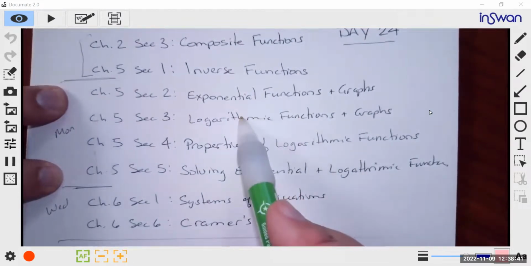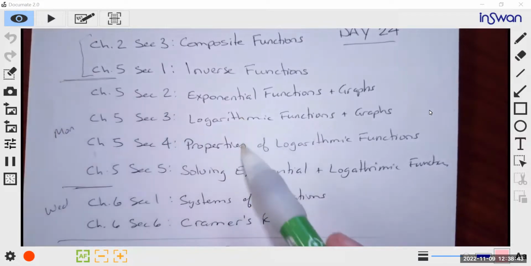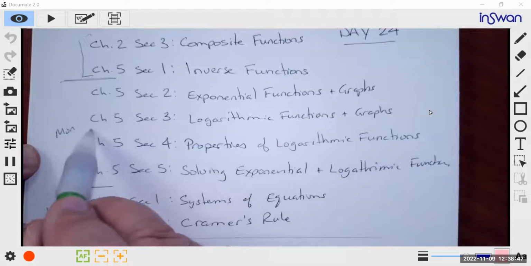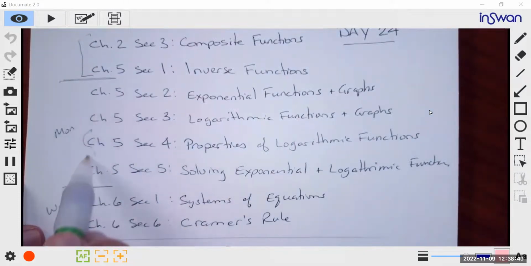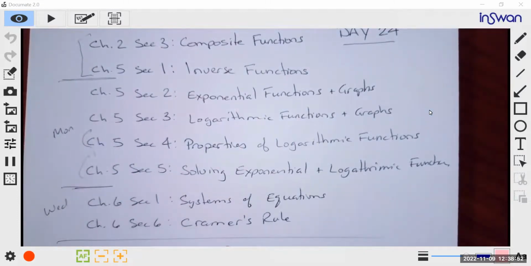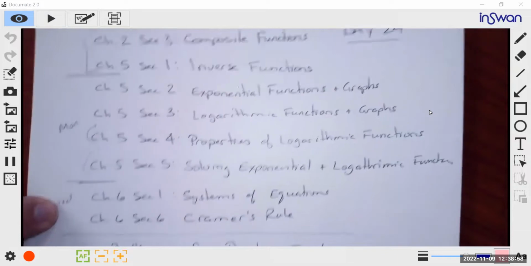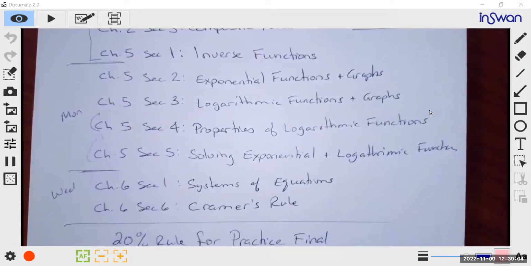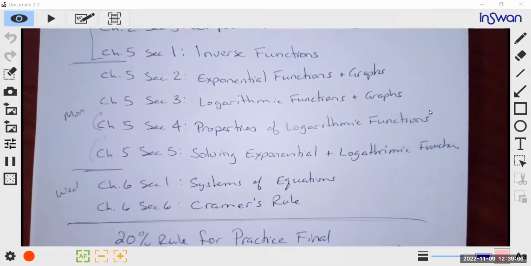Exponentials and logarithmic equations go together also because they're inverses of each other. Once you learn what they are, then the properties fit in, and then we can start solving equations and how you can use logarithms to solve exponentials and vice versa. And we'll do that on Monday. Next Wednesday, we're only going to cover chapter 6, systems of equations, and it'll be the last thing we cover. That's as far as we get in the semester.